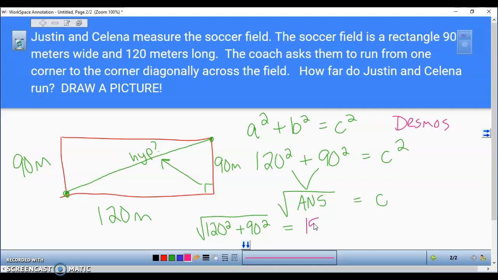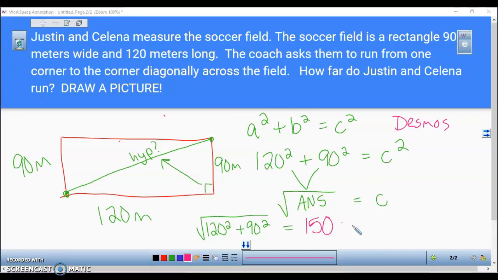Sorry, my pen's going crazy. 150 meters. Maybe. 150 meters. Meters somewhere. Okay, don't judge the handwriting.